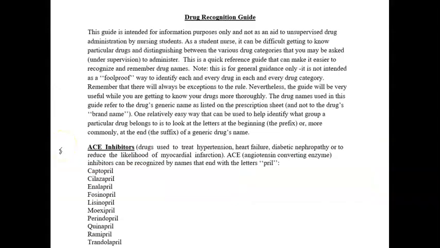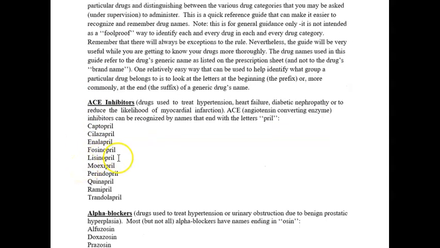So the drug recognition guide lists different classifications of medications that have common either suffixes or prefixes. So the ending or beginning of the word gives you a clue as to which classification of medications the medication belongs to. For example, ACE inhibitors, I like to use the prototype ACE inhibitor lisinopril, but I also teach that PRIL is your clue that a medication is an ACE inhibitor.